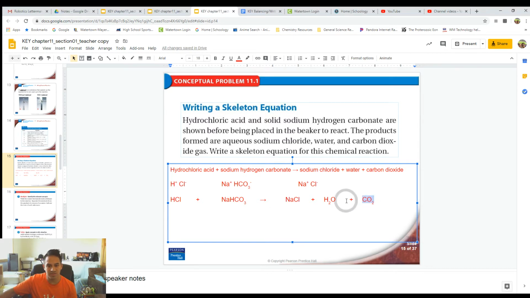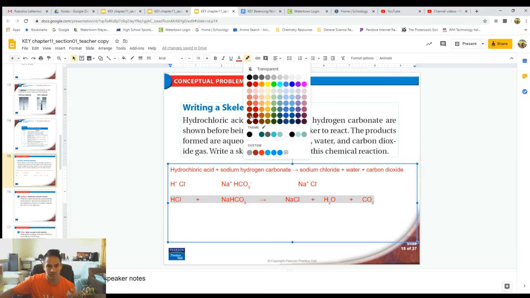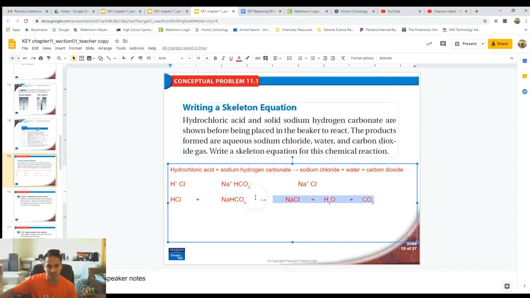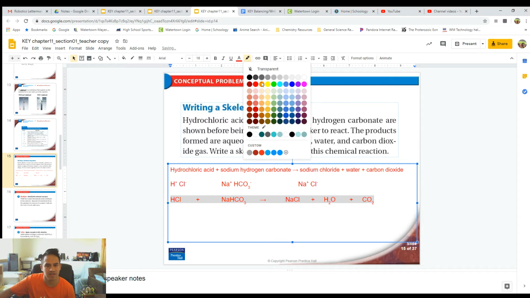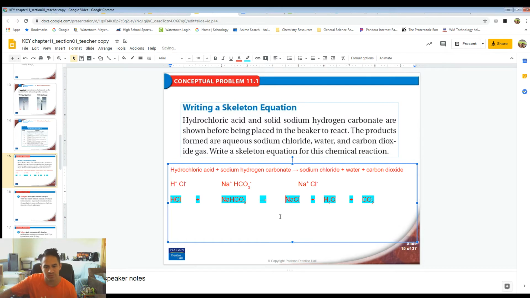So this here is our skeleton equation. This is our final answer. That's what we're looking for. Let's highlight it in blue, I guess. There we go. That's our final answer, what they're looking for. We have all of our products written, all of our reactants written, separated by arrows, plus signs, all that stuff, and we're good to go.